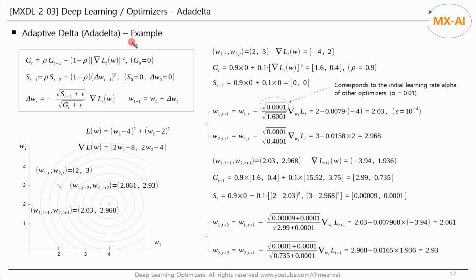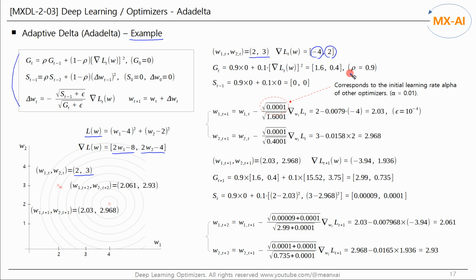Now let's see how Adadelta works through a simple example. The formula for the Adadelta optimizer can be summarized as follows. Let's use this loss function used in the previous video. The gradients of the loss function L with respect to W1 and W2 are as follows. And let's say the starting point is (2, 3). Then the gradients with respect to W1 and W2 at the starting point are -4 and +2.